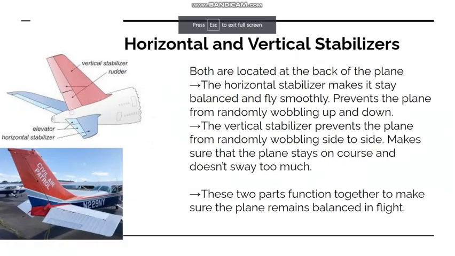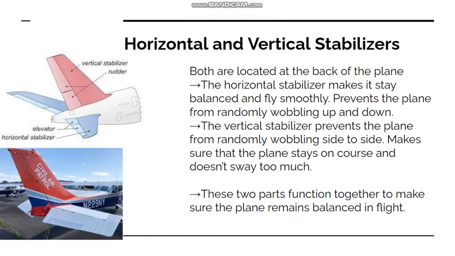So now let us move on to the horizontal and vertical stabilizers. Both of these stabilizers are located at the back of the plane, and collectively they are known as the tail section of the plane. The horizontal stabilizer, which is this over here in blue, prevents the plane from randomly wobbling up and down on the vertical axis. And the vertical stabilizer, the red one, prevents the plane from randomly wobbling left to right, side to side. Both of these, the tail section, make sure that the plane stays on course and doesn't sway too much. These two parts function together to make sure that the plane remains balanced in flight.